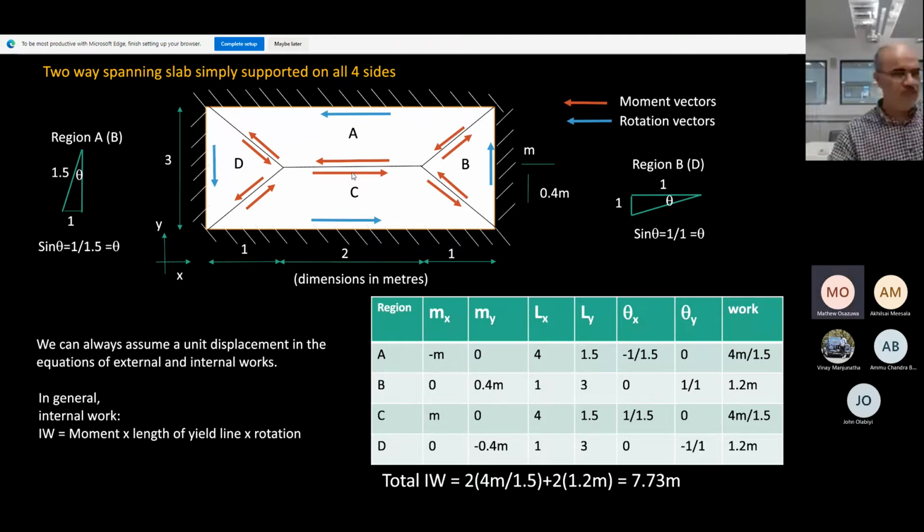How did you get 1, sir? We assume the displacement is 1, because you can assume it's delta. When you put it in the internal-external work, it will cancel anyway, as we always did before. So you might as well give it a unit value for the maximum displacement. Is it clear or not? We can assume that the maximum displacement here is 1.